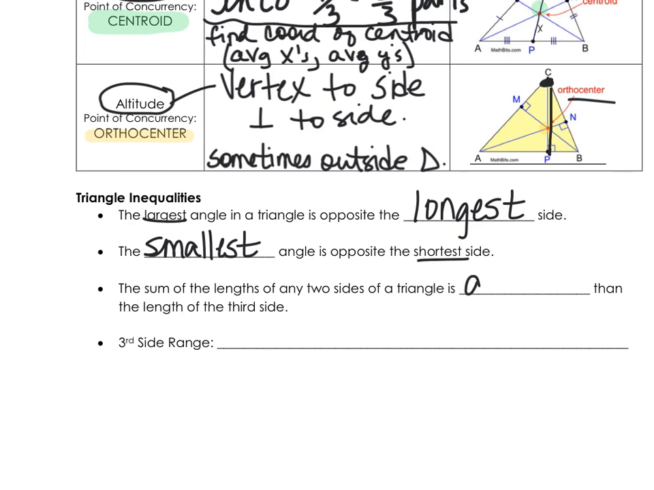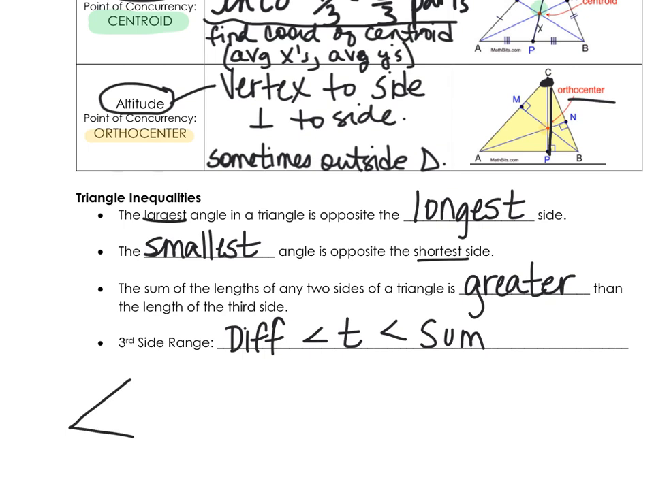And to find the range of the third side, I'll call it T, we have to set it between the difference of the other 2 and the sum of the other 2. So like, for example, I had a triangle, and this was 6 and 4. So here what is T? Well, the range for T, it could be anywhere between 6 minus 4 and 6 plus 4, between 2 and 10. It cannot equal 2 and it cannot equal 10.